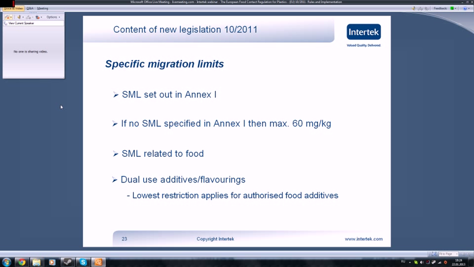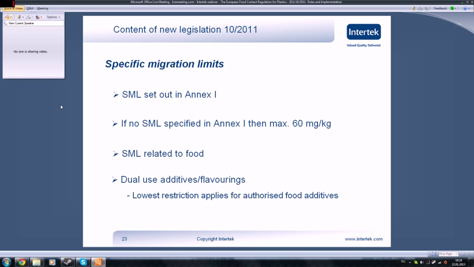Specific migration limits are set out in Annex 1, not for all substances, but just for those substances where scientific evidence has shown that it is necessary to restrict the migration. If there's no SML specified in Annex 1, then a maximum of 60 ppm is applicable.